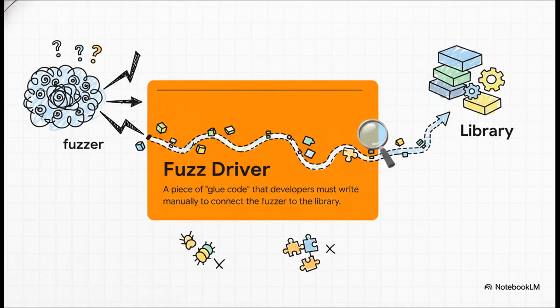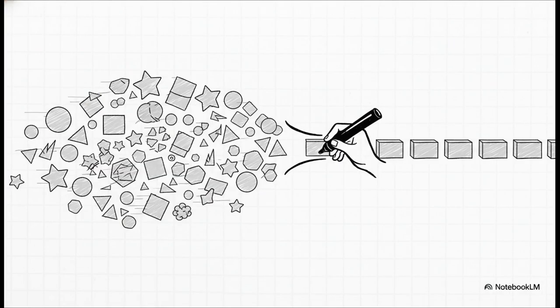Now, to get this fuzzer to work on a specific piece of software, developers have to write this little piece of what they call glue code. It's known as a fuzz driver, and it's basically the bridge that connects the fuzzer's chaos to the specific code that's being tested. And right there, that's where the problem is.